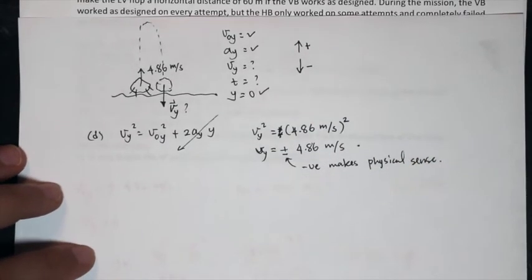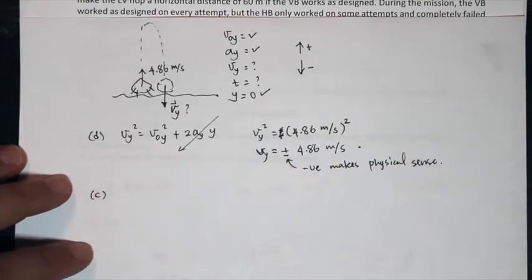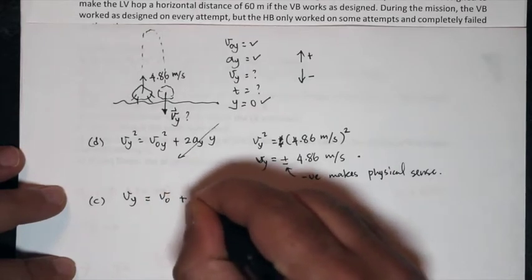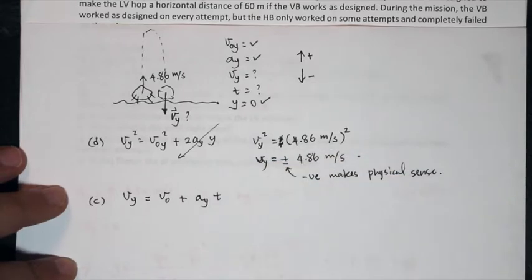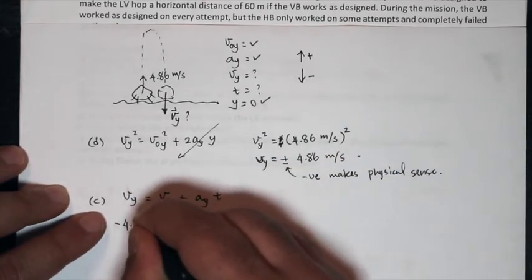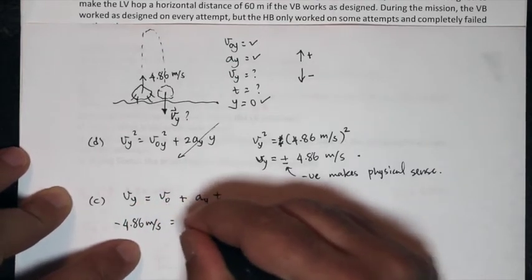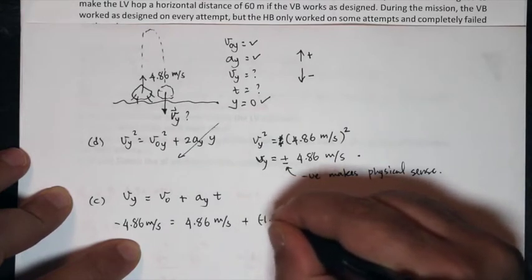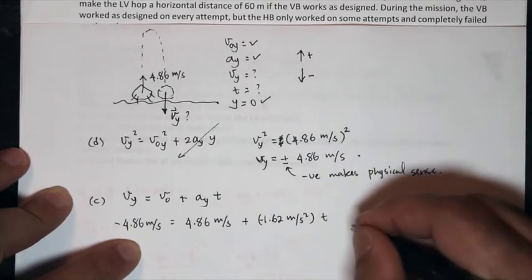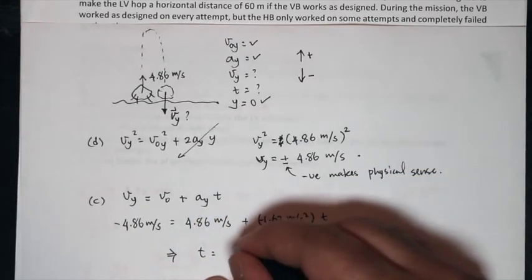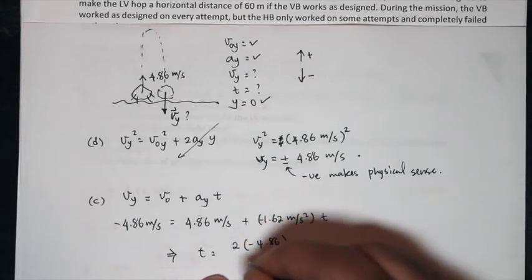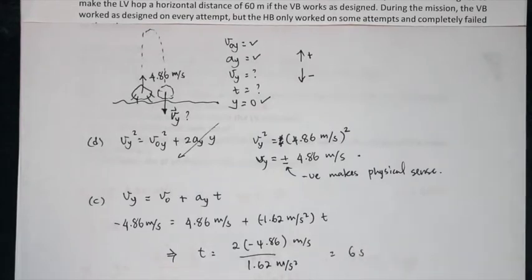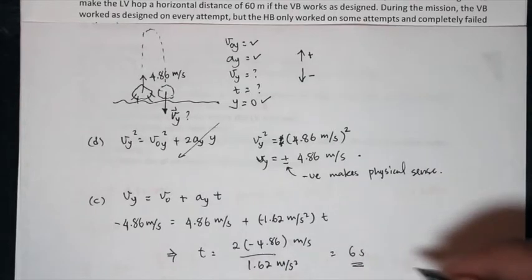Okay? Now that I know the velocity when it comes back down, I can use that to calculate the flight time, because I know that v final is equal to v initial plus the acceleration times time. I just calculated this to be minus 4.86. This one, 4.86, was given. And then this one is minus 1.62 meters per second squared times t, which means that t is equal to twice minus 4.86 over 1.62, which is going to be equal to 6 seconds. Okay, which confirms what we found using the symmetry.